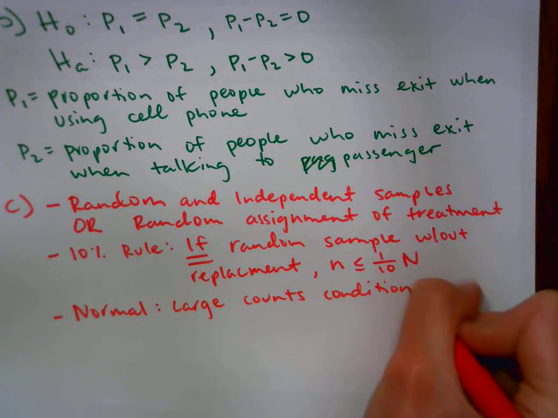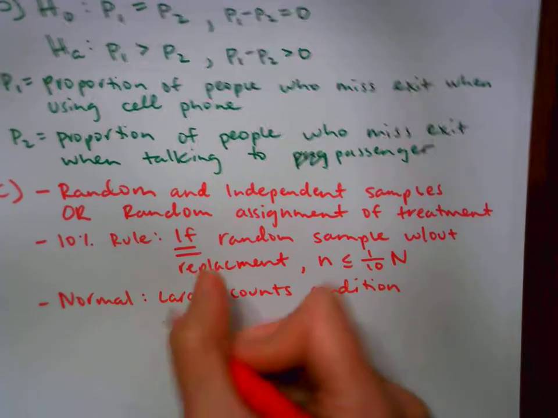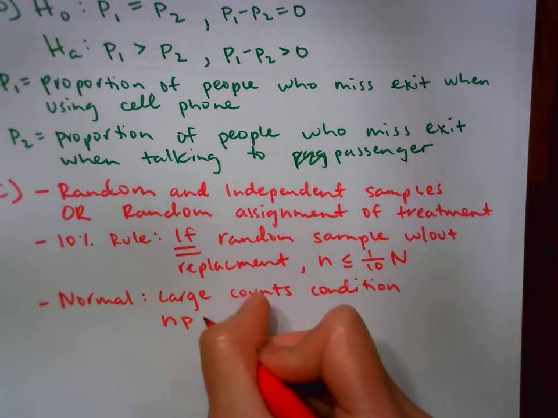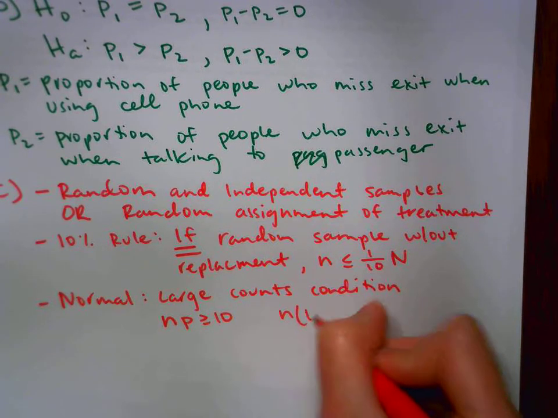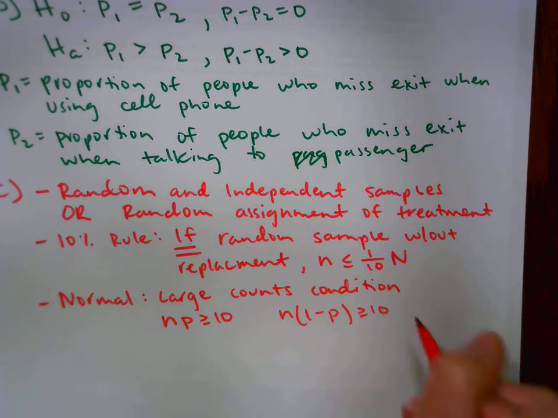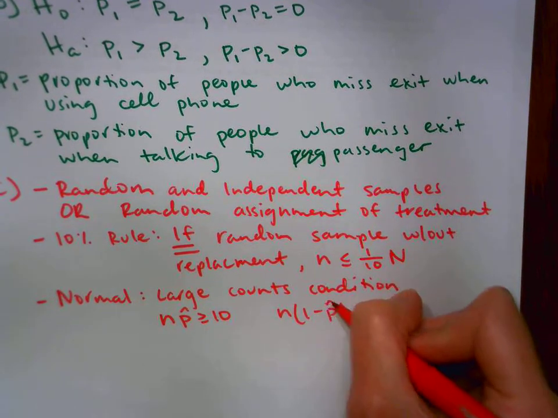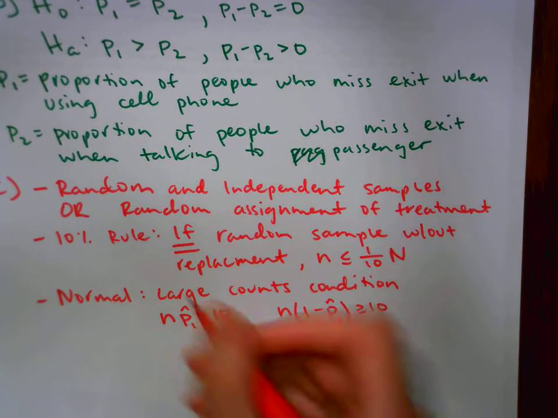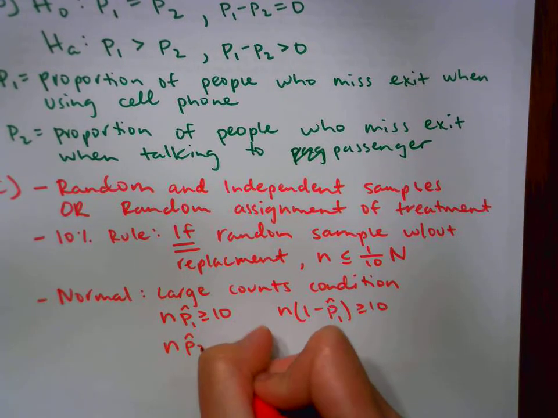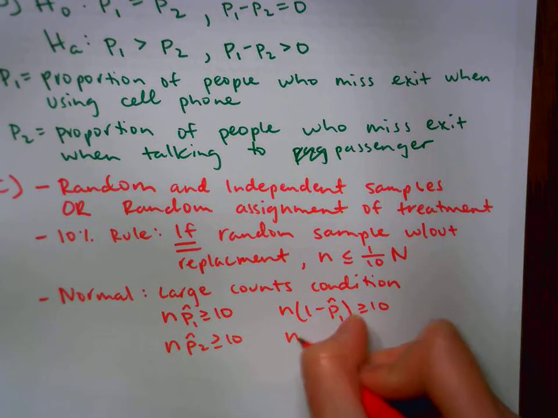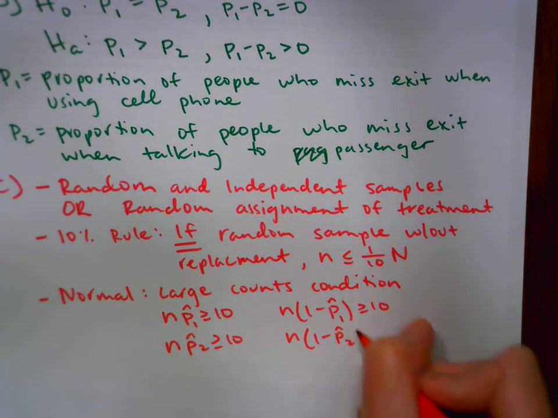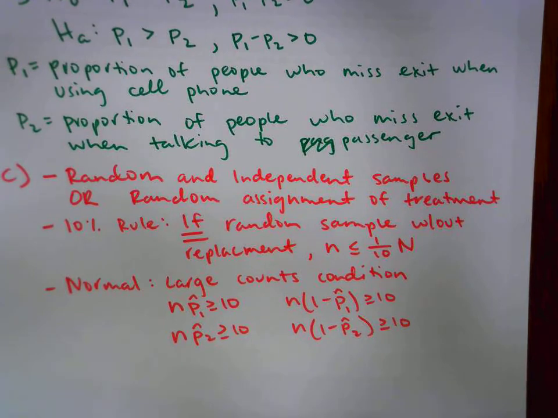If we don't already know it's normal, you have to check the large counts condition, which states n times p is greater than or equal to 10, and n times 1 minus p is greater than or equal to 10. But now think about this: we don't know our true p, so we're using p hat, and we have two different groups, p1 and p2, so you also have to check it for group 2. So those are our three rules in general.